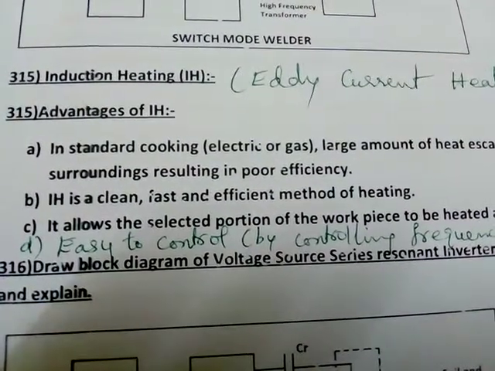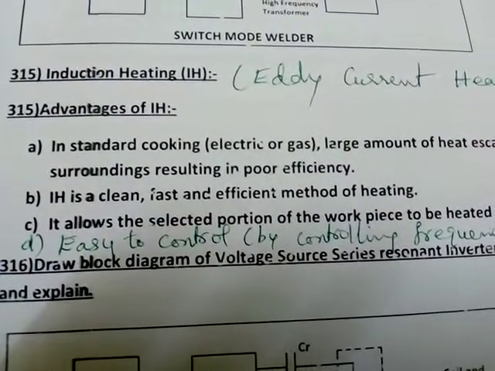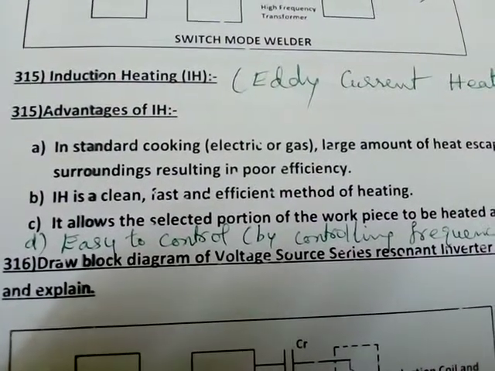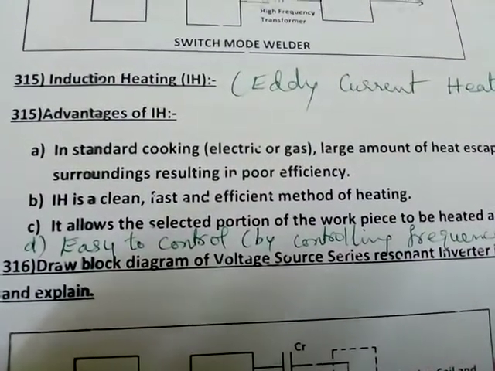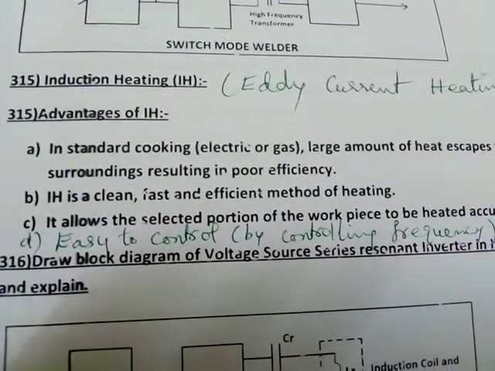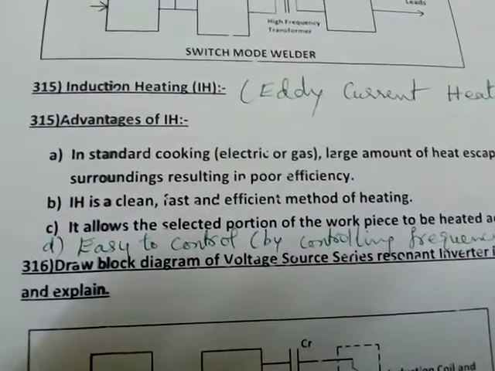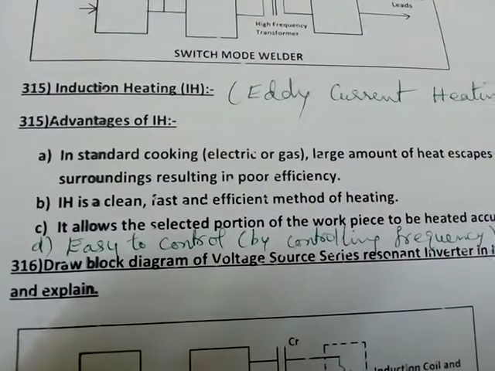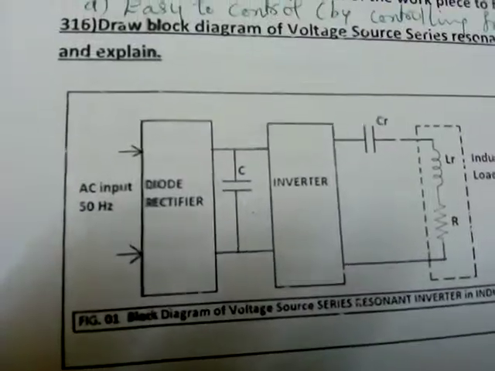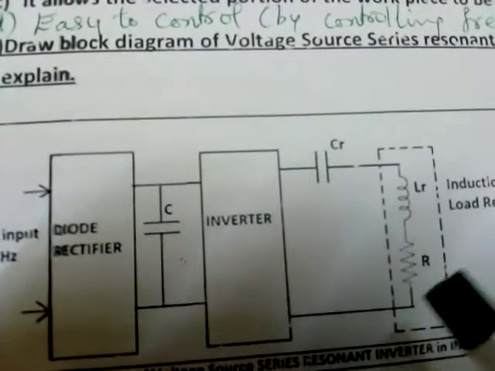The output heat can be controlled easily by controlling the frequency, because the eddy current loss is proportional to frequency squared. You know that iron loss consists of hysteresis loss and eddy current loss. Hysteresis loss is proportional to frequency and eddy current loss is proportional to the square of the frequency. So by controlling the inverter frequency, you can control the heat required at the workpiece.